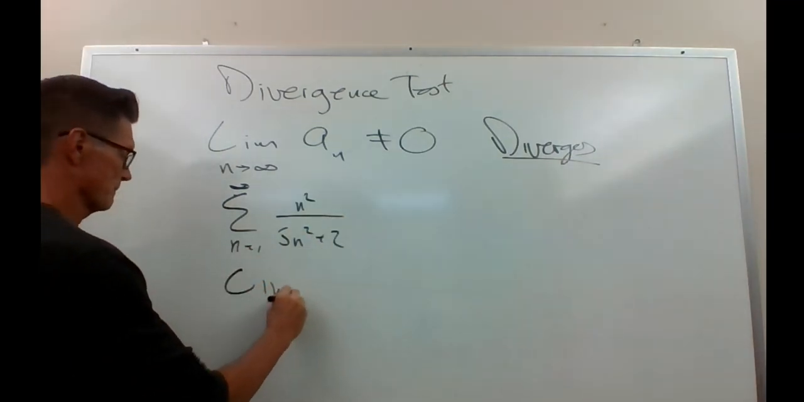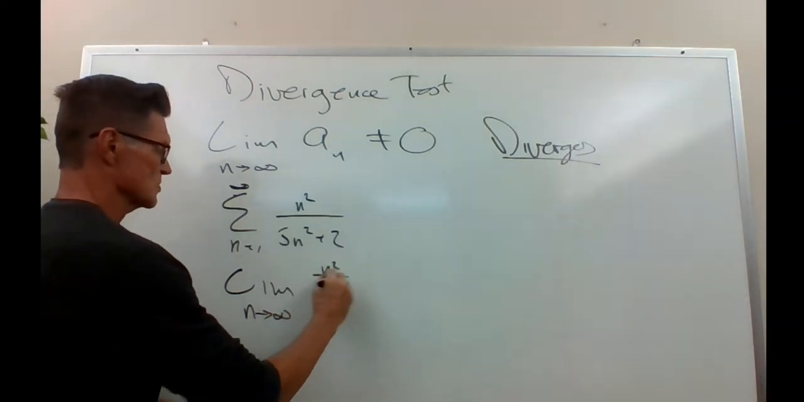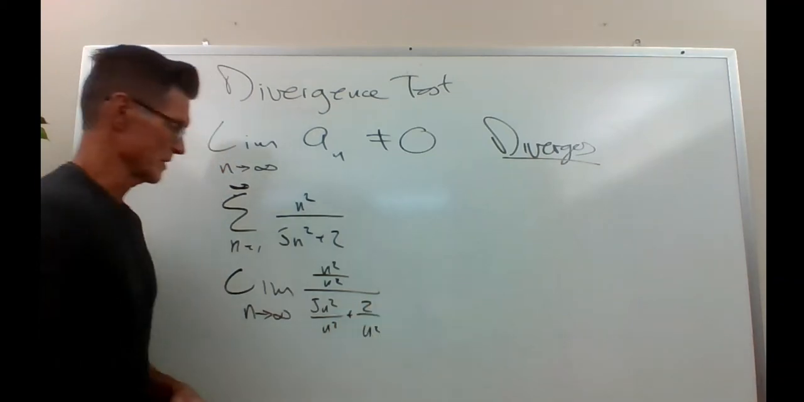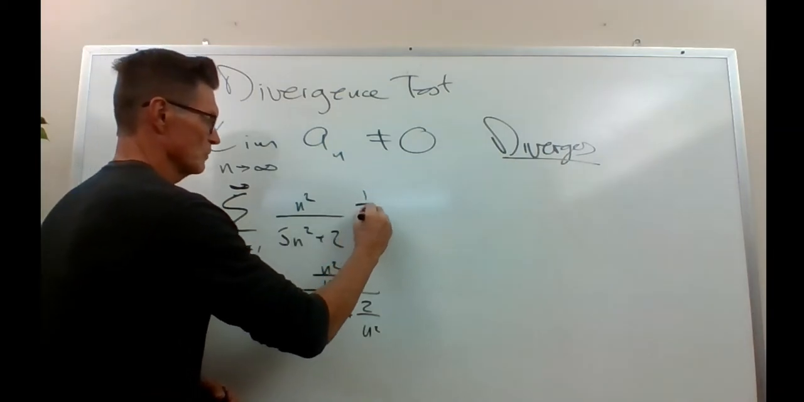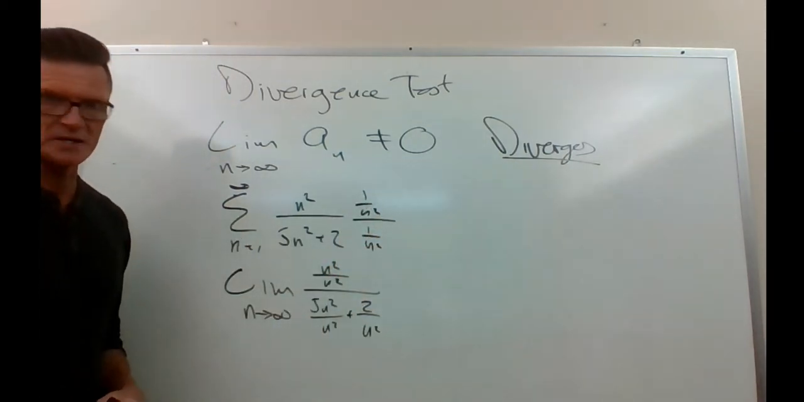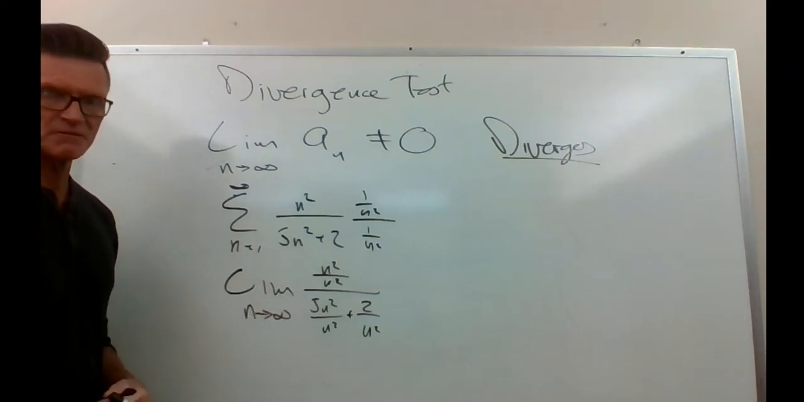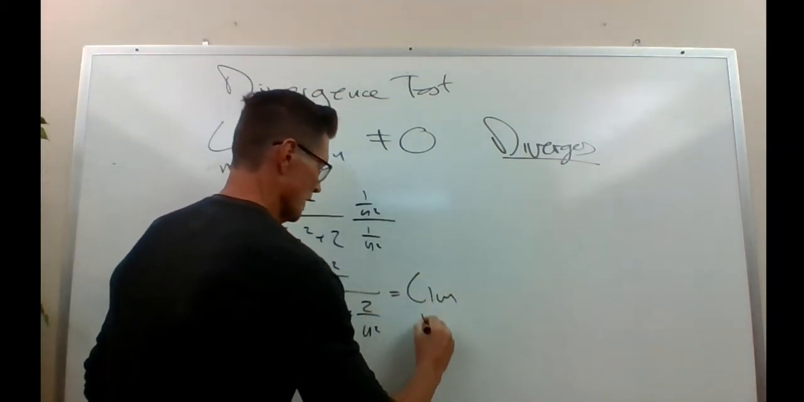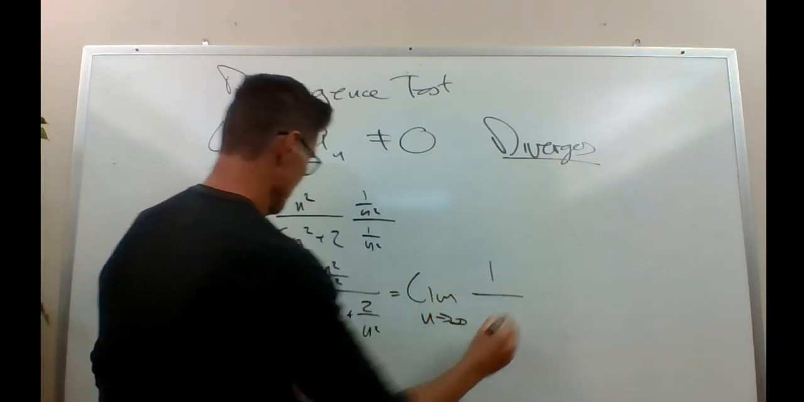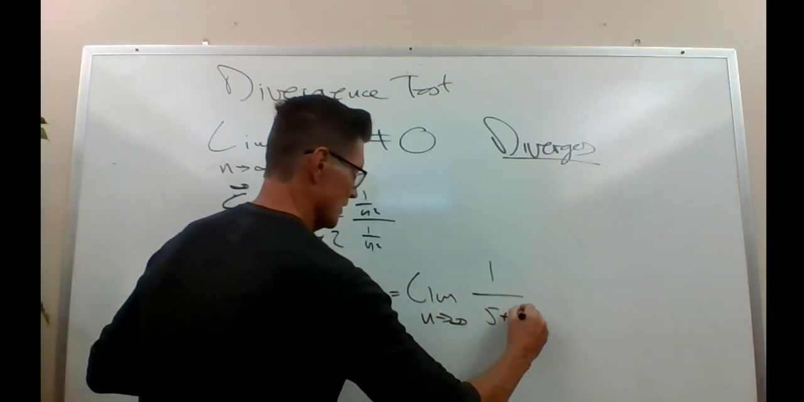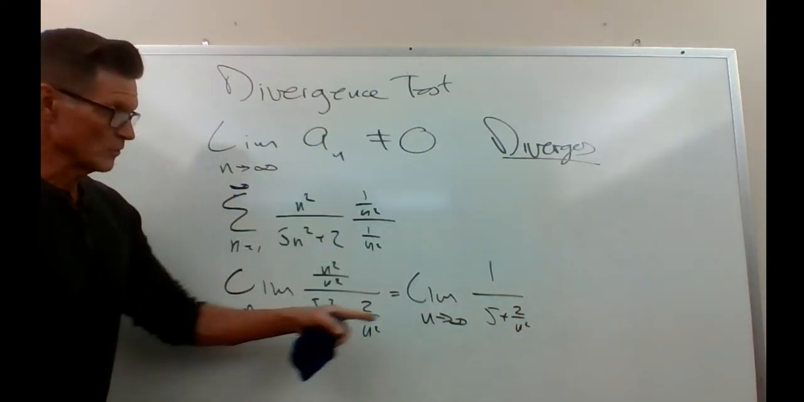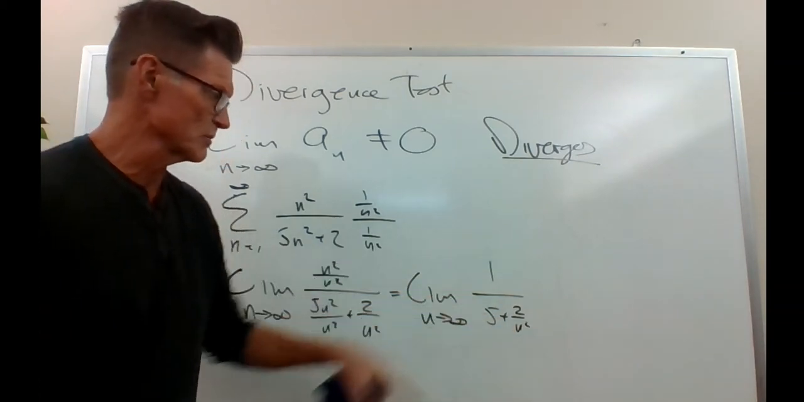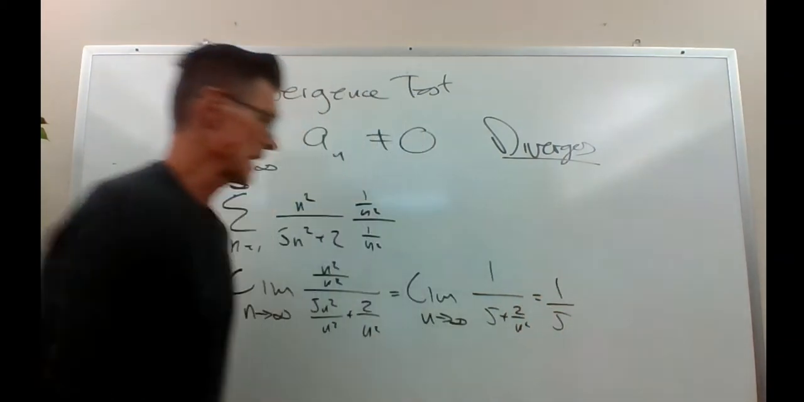So I want to take the limit as n approaches infinity of 5n squared over n squared, over n squared plus 2 over n squared. We're basically multiplying the numerator and the denominator by 1 over n squared. It's just an algebraic trick that we learned back in 5.1 that we can use to simplify this. So this limit becomes the limit as n approaches infinity of 1 over 5 plus 2 over n squared. Now when we take the limit, 2 over n squared, as n squared becomes infinitely large, becomes 0. So the limit is 1/5.